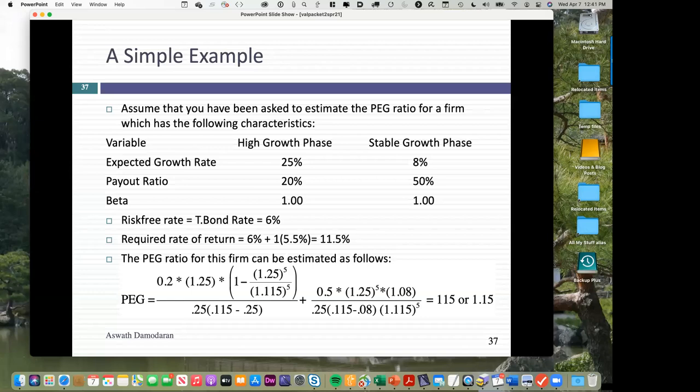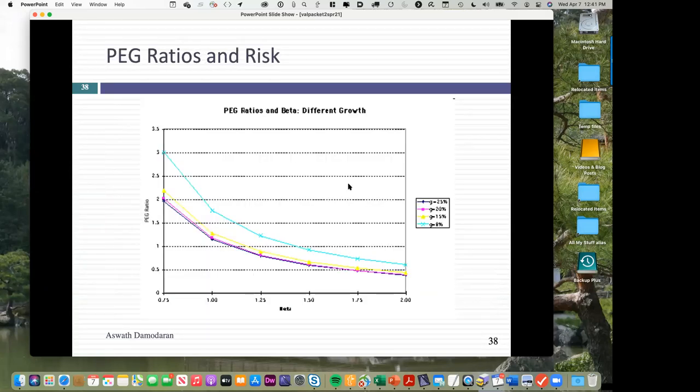Then I said, what if? What if I have a different beta? Guess what happens? As my beta goes up, my PEG ratio goes down. Riskier companies will have lower PEG ratios.